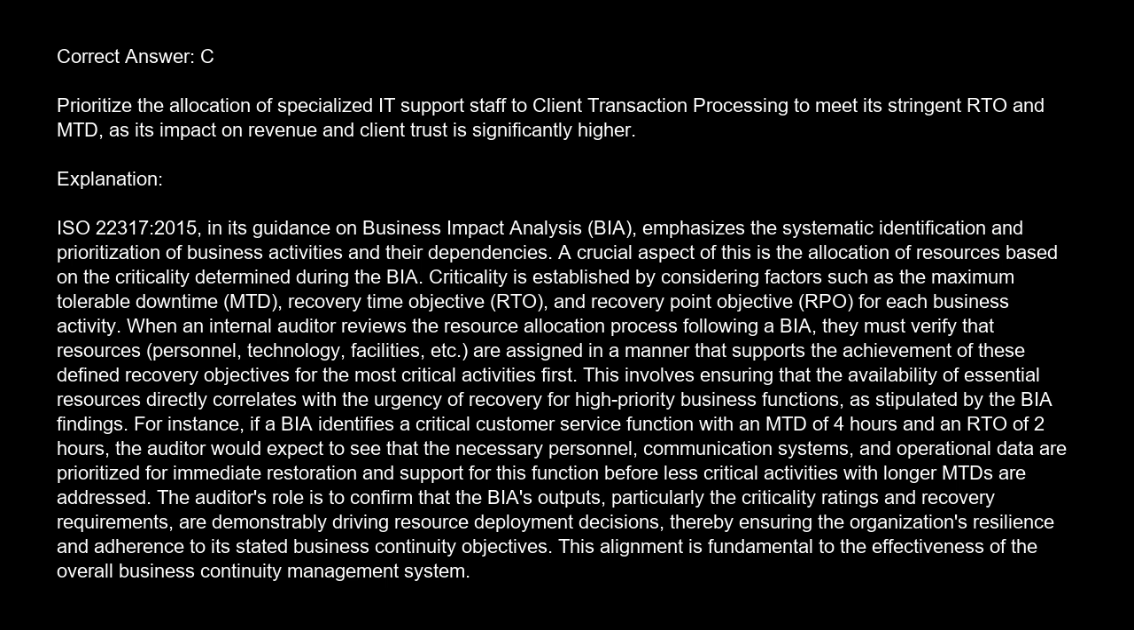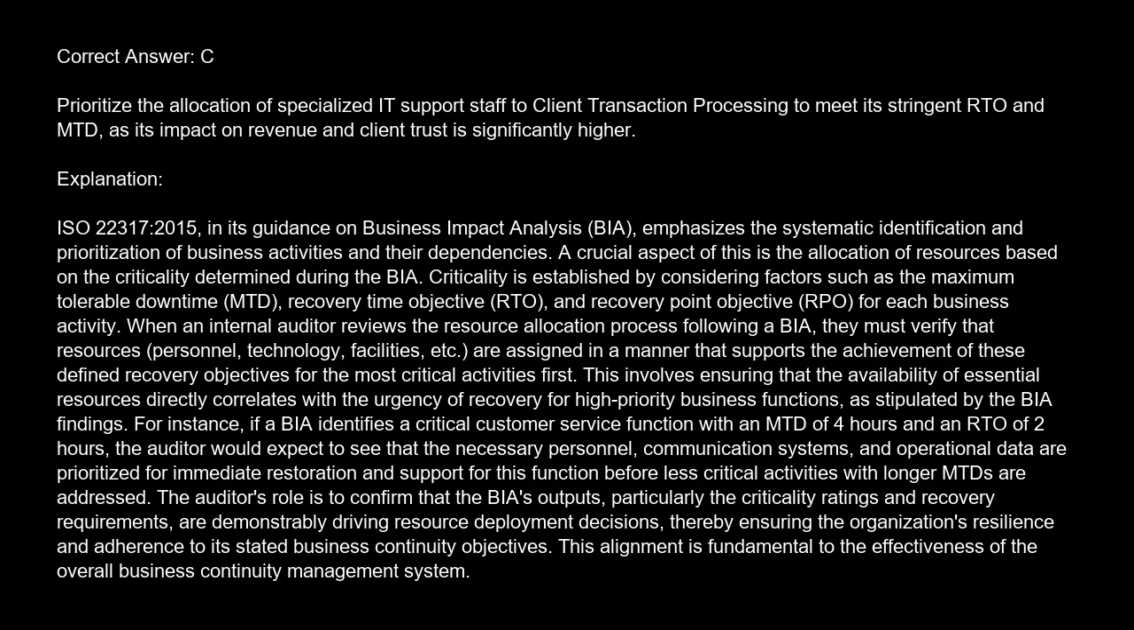Criticality is established by considering factors such as the maximum tolerable downtime (MTD), recovery time objective (RTO), and recovery point objective (RPO) for each business activity. When an internal auditor reviews the resource allocation process following a BIA, they must verify that resources, personnel, technology, facilities, etc., are assigned in a manner that supports the achievement of these defined recovery objectives for the most critical activities first. This involves ensuring that the availability of essential resources directly correlates with the urgency of recovery for high-priority business functions, as stipulated by the BIA findings.